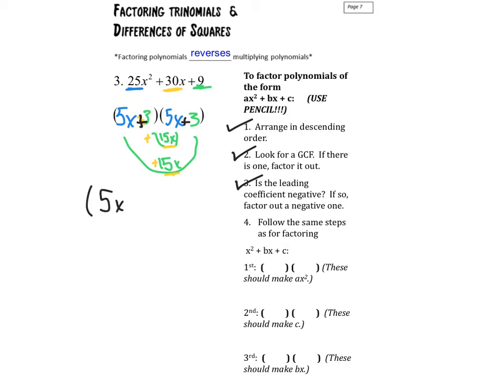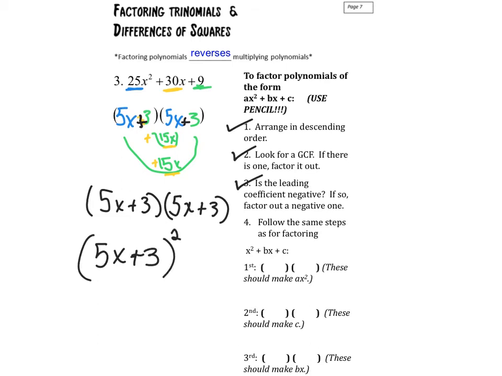Final answer is 5x plus 3 times 5x plus 3. We always save in writing. So when we write this, we actually put 5x plus 3 and we raise it to the second power. And this is factoring completely.